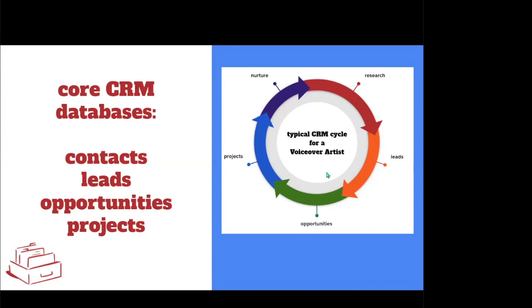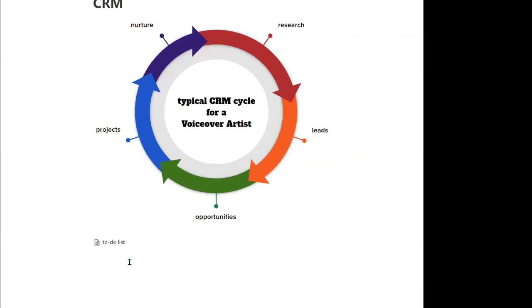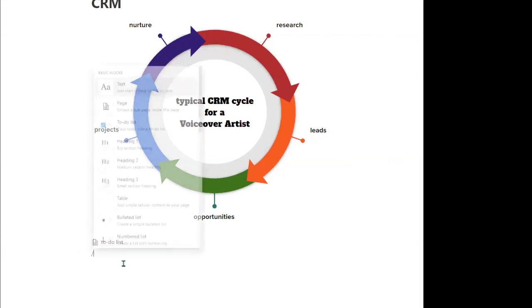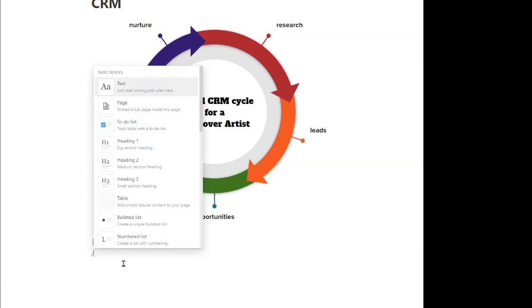So we'll go back in now and we'll consider the rest. The research, you might remember we said we'd just have that as a journal. The leads and the opportunities will be a database, as will the projects. So we'll go back into Notion, back into the CRM, and create a new database which will support the idea of research and leads, and we'll call it the contacts database.